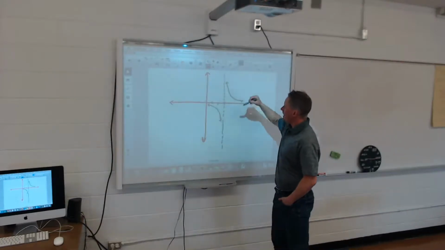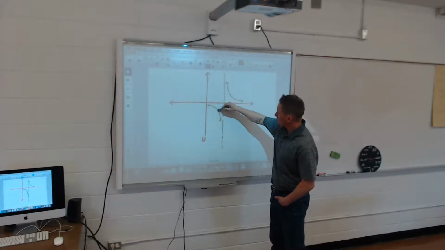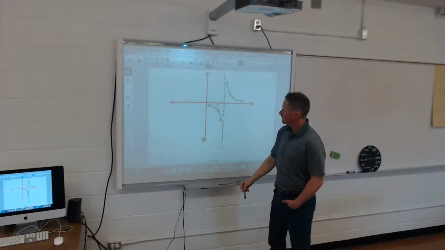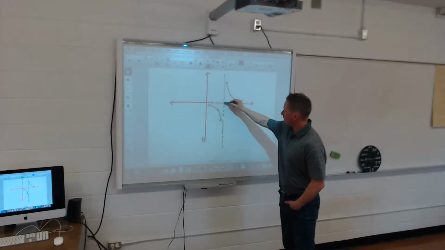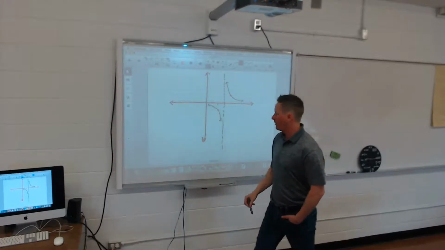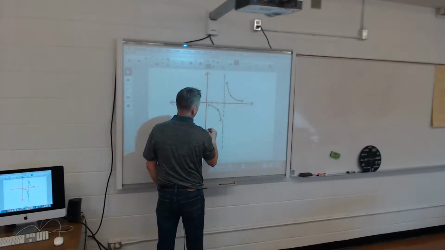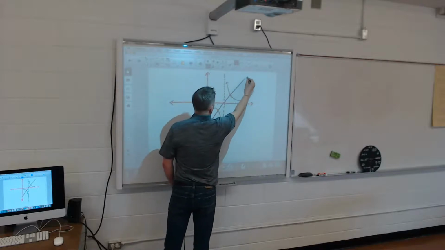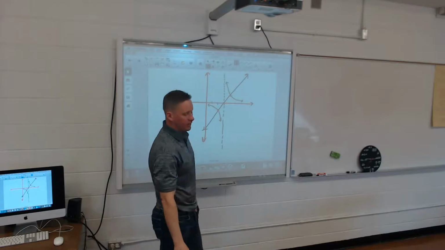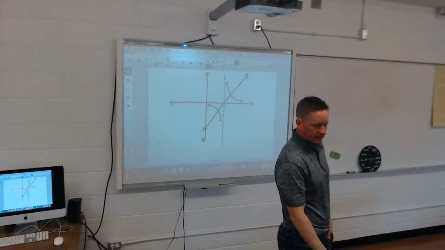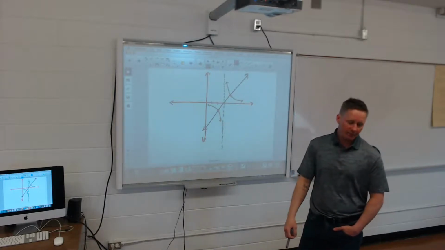If you work it backwards, I've already got the sketch. I have my invariant points, and I know that the line has to cross this axis. So essentially all I'm doing is taking a line and drawing it through the two invariant points and the x-intercept. And there's the graph of my new line.